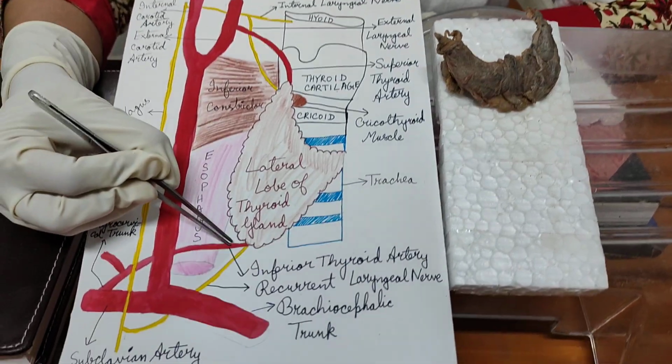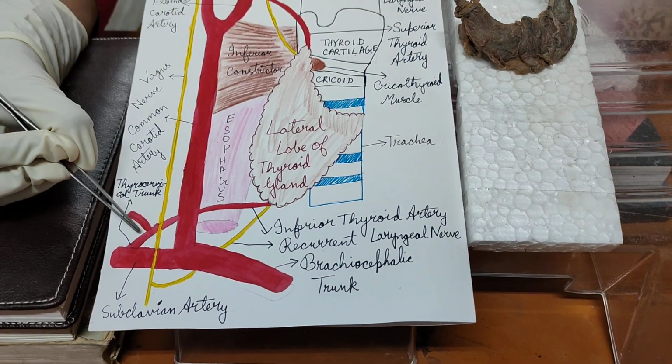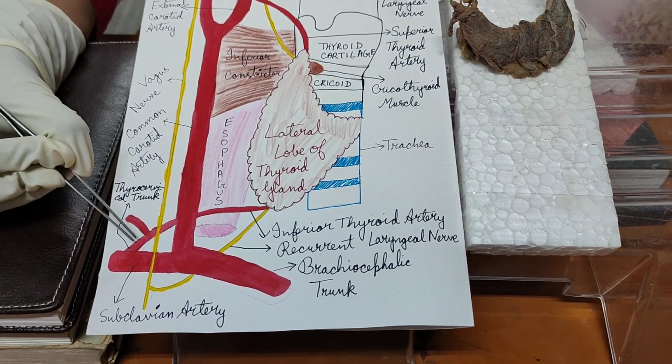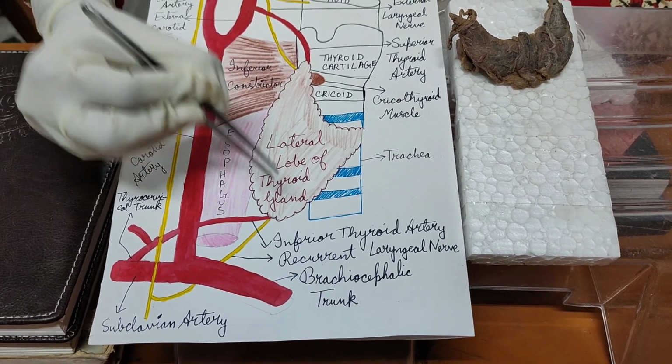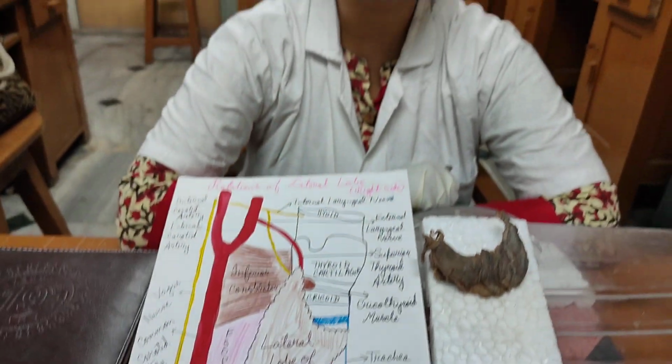The inferior thyroid artery is derived from the thyrocervical trunk, which is coming from the subclavian artery. In 10% of the population, there is presence of the thyroidea ima artery. This is an unpaired vessel which may arise from the brachiocephalic trunk or arch of aorta, and in some from the right common carotid artery and also from the subclavian artery.